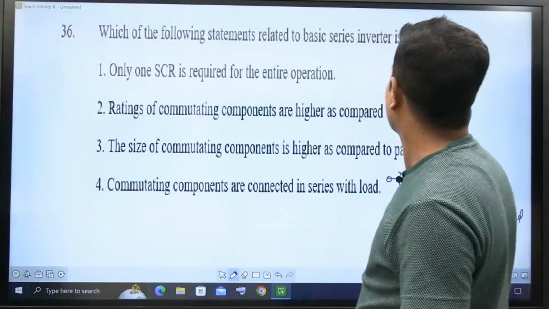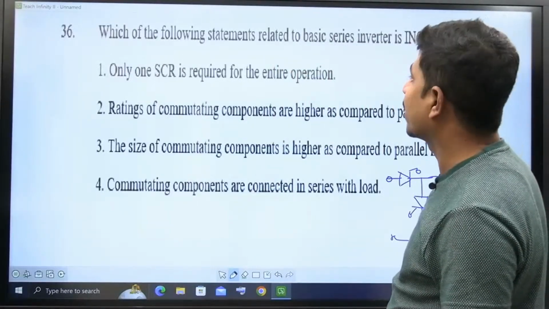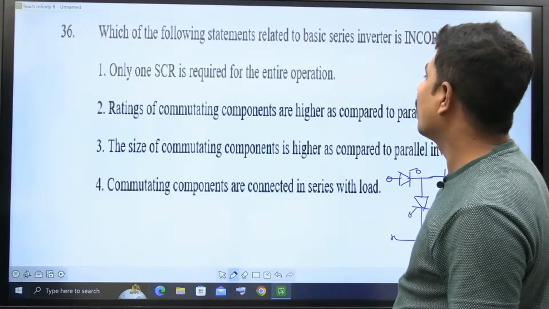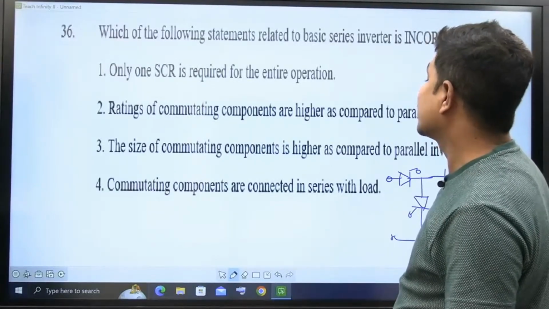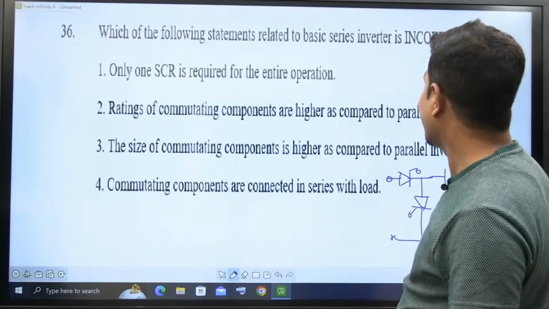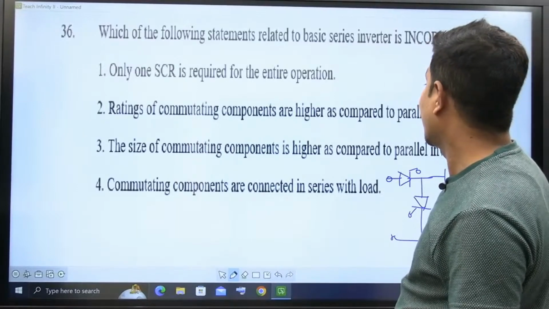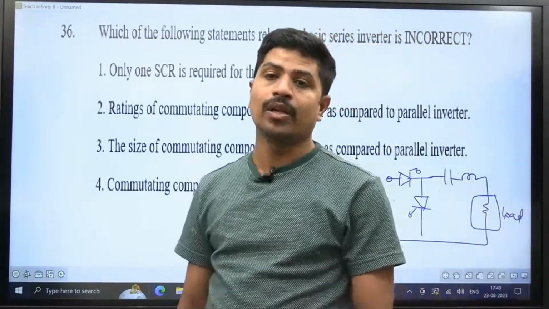Which of the following statements related to basic series inverter is incorrect? Only SCRs are required for the entire operation. Rating of the commutating components is higher compared to parallel inverter. The size of the commutating components is higher as compared to parallel inverter. Yes, commutating components are connected in series with the load. Please read it carefully.